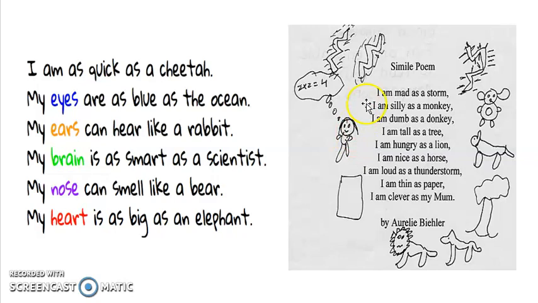We have one more over here. I am mad as a storm. Because we know that storms are very destructive. I am silly as a monkey. I am dumb as a donkey. I am tall as a tree. I am hungry as a lion. I am nice as a horse. I am loud as a thunderstorm. I am thin as paper. I am clever as my mom. So you can see over here these are two poems that deal with similes.